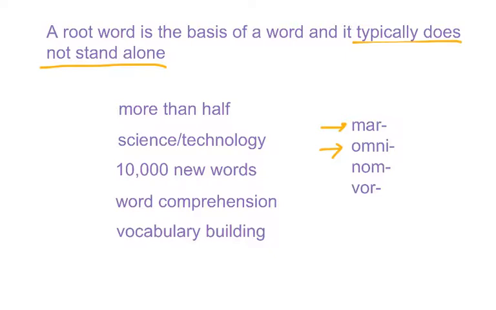Nom means name, and we see that in words like homonym, which means H-O-M-O means same, N-Y-M is name. So homonym means that it's words with the same name. They might have the same pronunciation but different spellings and meanings, such as T-O, T-O-O, and T-W-O.